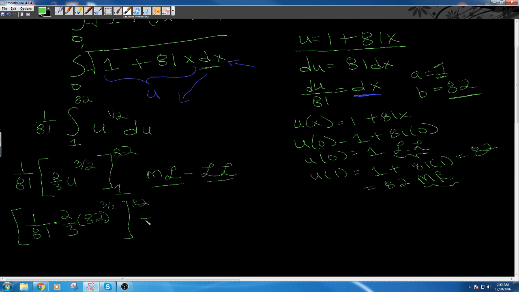And this is going to be, let's see, 80 times 3 is 240, so it's going to be 2 over 243. Let me open my tab, make sure that's right. Yes, that's right. And that's going to be times the square root of 82 cubed.